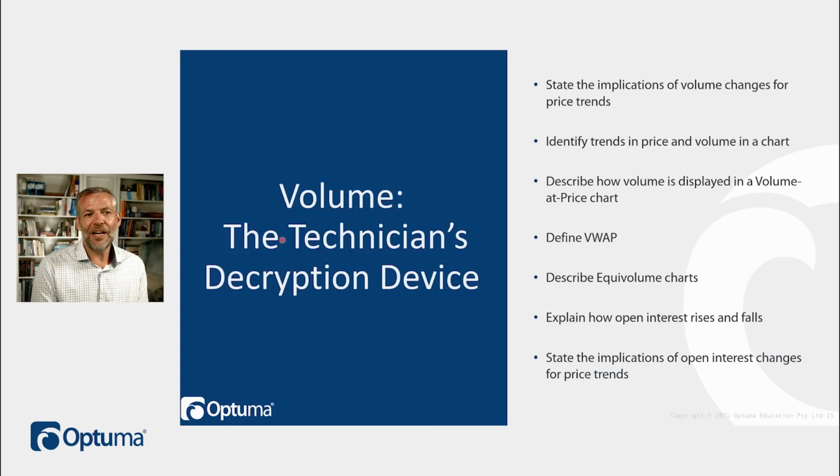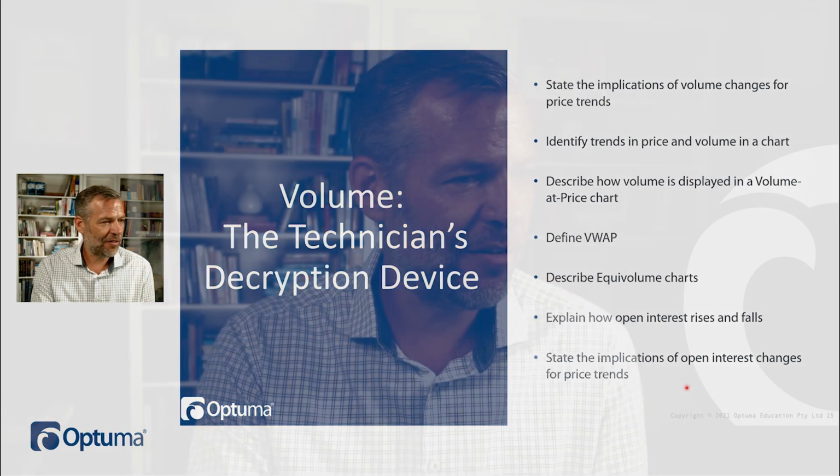All right, so the implications of volume changes. Look, there are those tables there. Print them out, remember them. We often see exam questions around those tables, so make sure that you memorize those tables and what they mean. Identifying the trends, defining VWAP, volume at price chart and equivolume. Make sure that you're familiar with those concepts, what they're trying to show and how they're calculated. Very important. And then obviously the implications of open interest. All right, so that's Volume, the technician's decryption device.